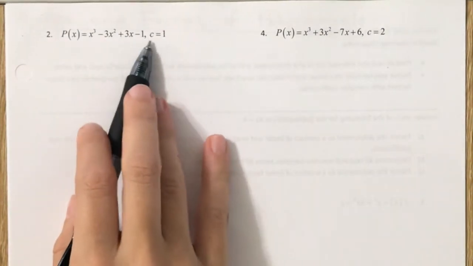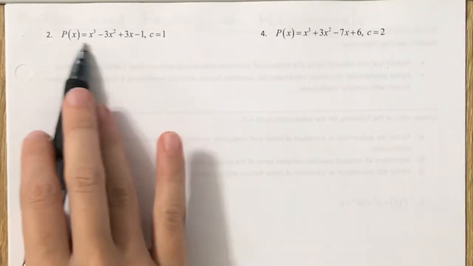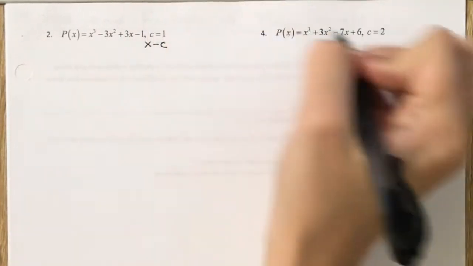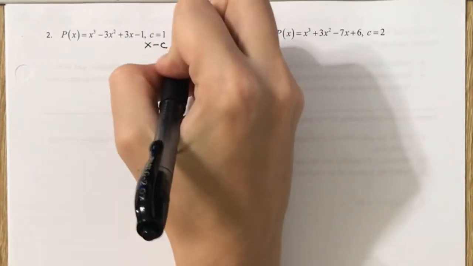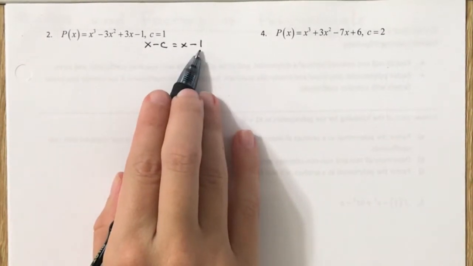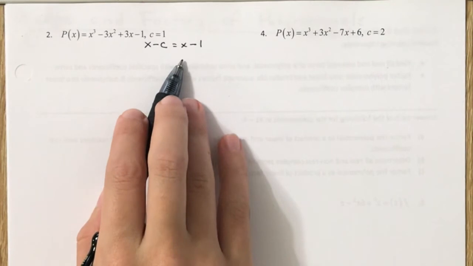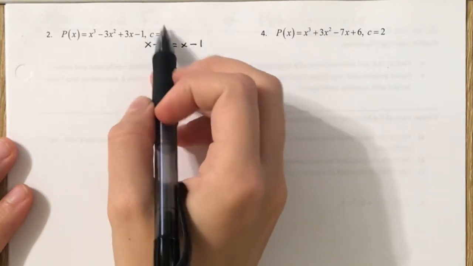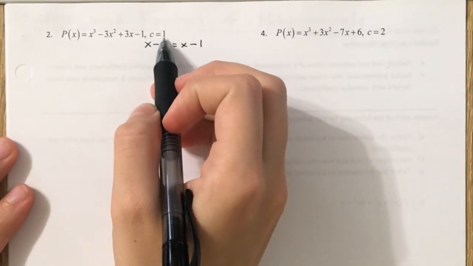Remember, remainder theorem tells us that if we divide a polynomial, p of x, by some linear factor x minus c, so here c is 1, so we're looking at x minus 1, the remainder is going to be equal to p of c. We're being asked here to use division and remainder theorem to evaluate p of c. And then if c is a 0, we want to factor the polynomial completely. All right, so let's use synthetic division with 1.